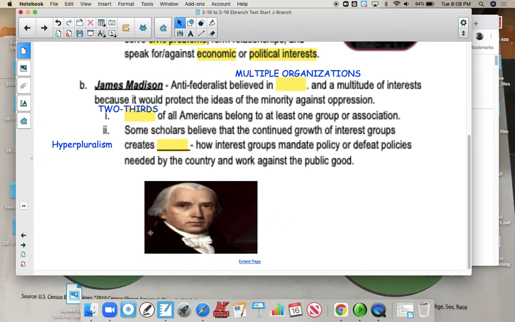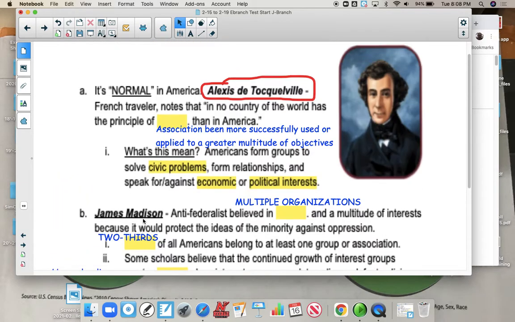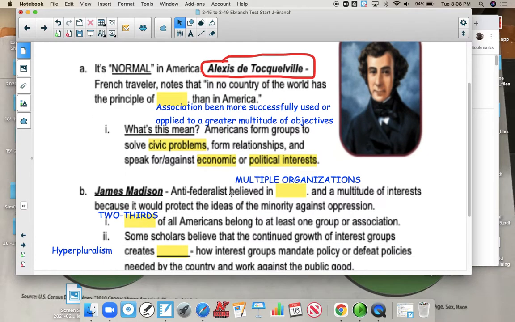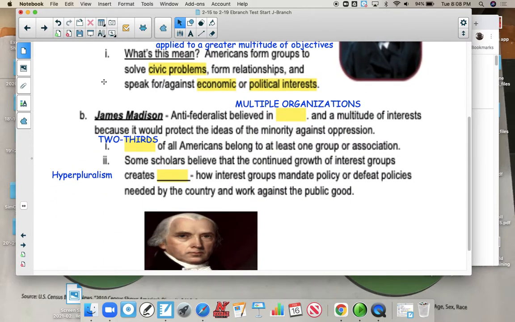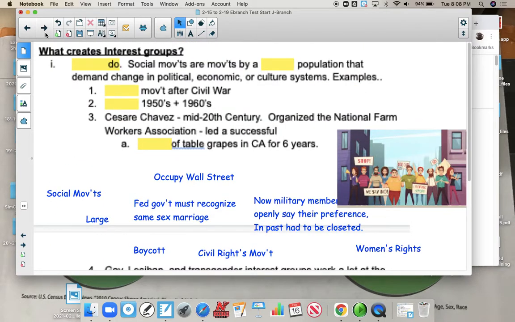Okay? And here is James Madison. So try to remember Alexis de Tocqueville and James Madison here. On to the next section.